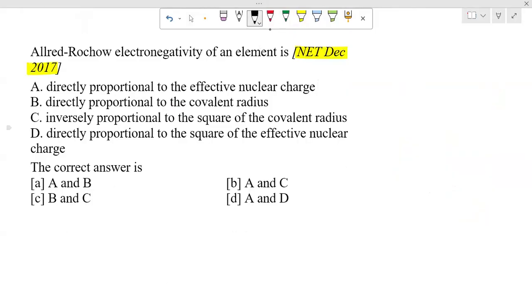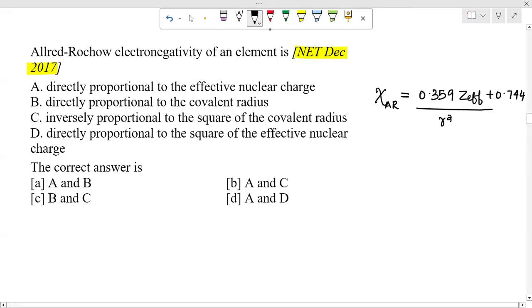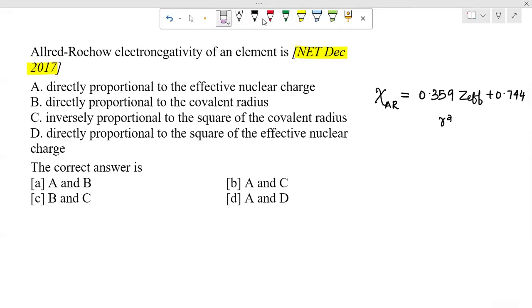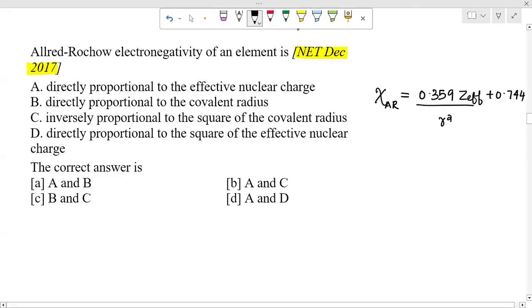According to this method, the electronegativity is equal to 0.359 into the Z effective of the species divided by r square, plus 0.744. Plus 0.744 is another term, the second term. So this is the equation corresponding to Allred-Rochow electronegativity. If you don't know this equation, you won't be able to mark it.